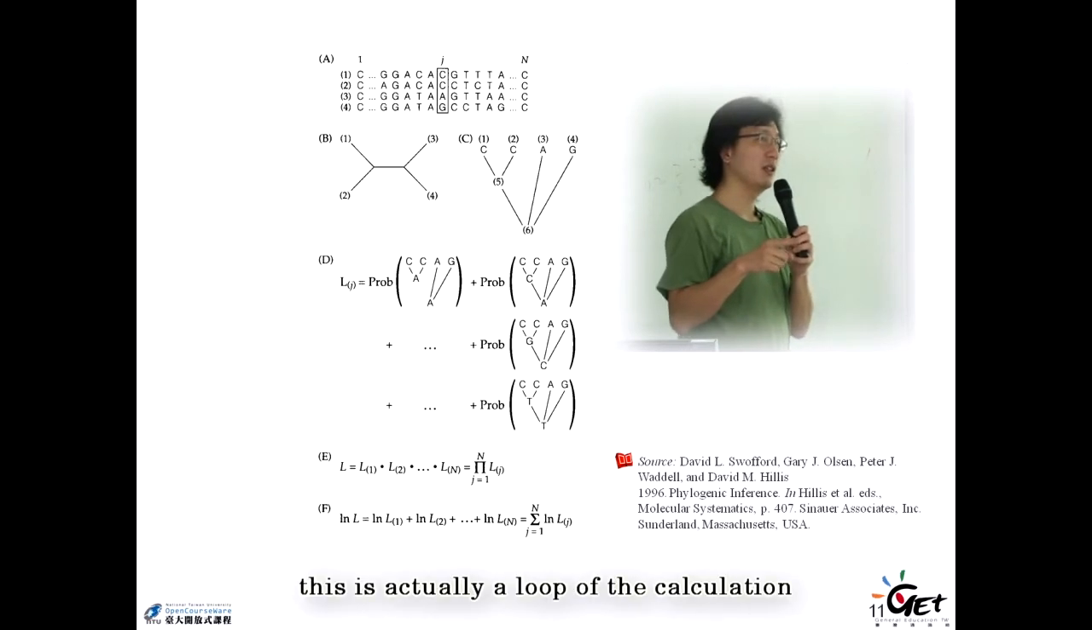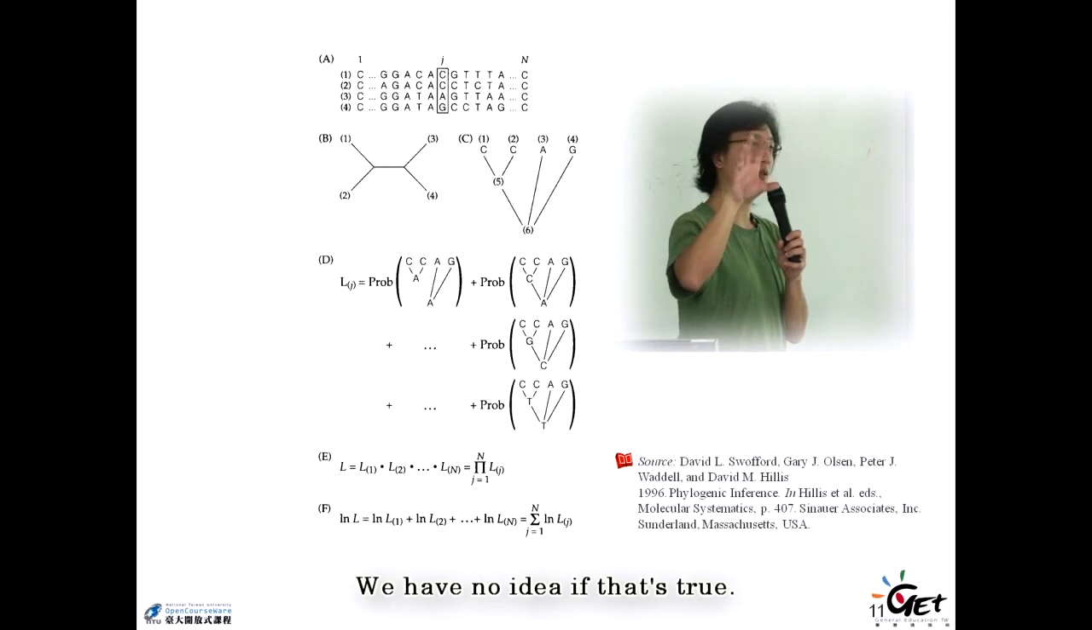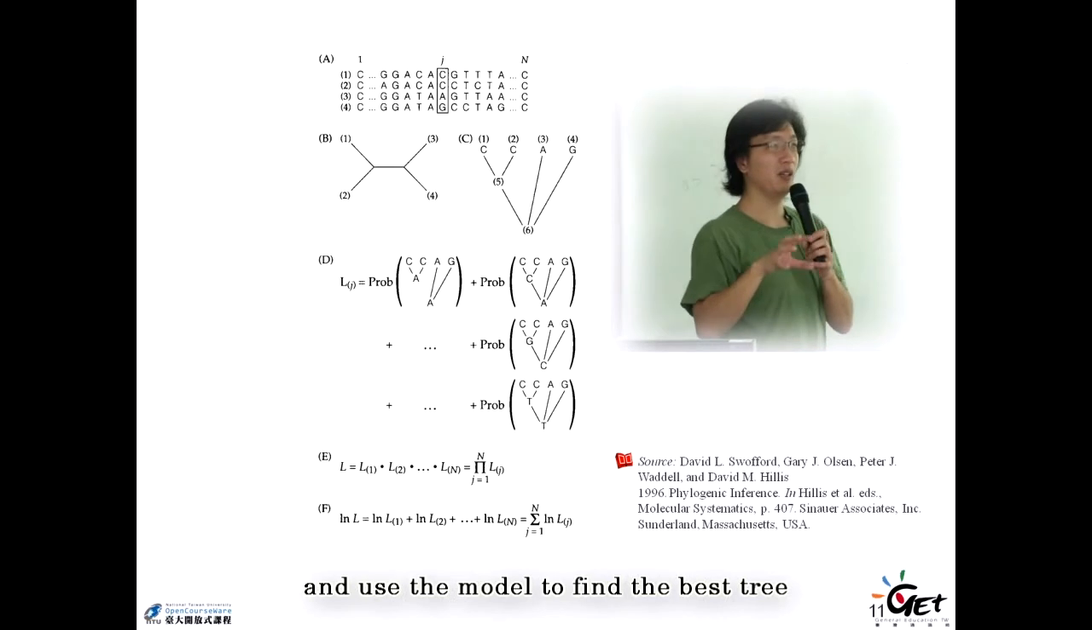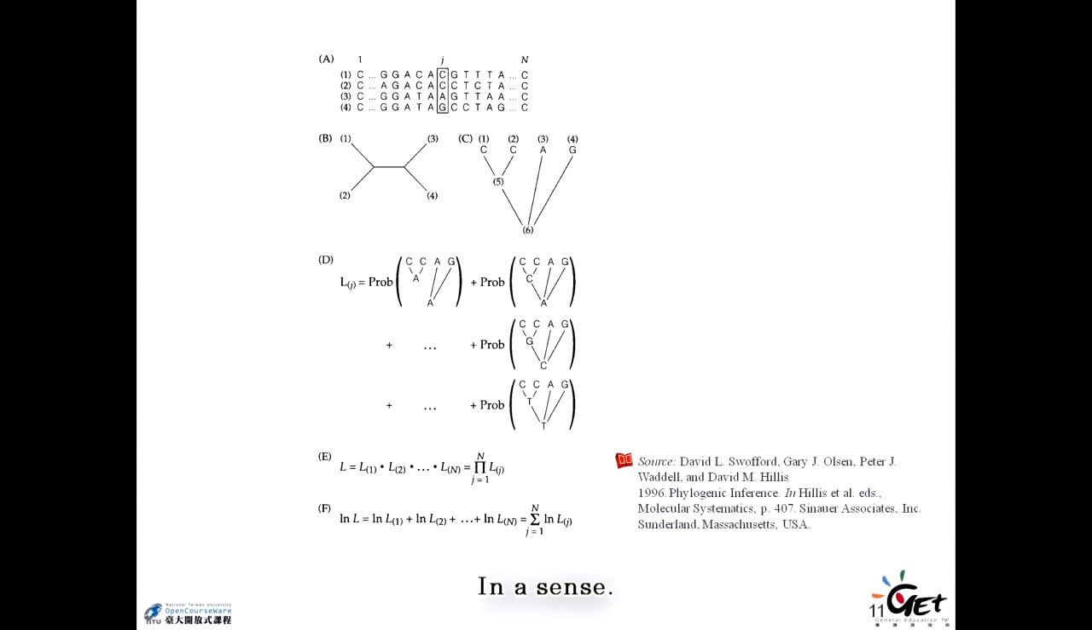So we see this is actually a loop of calculation. We are choosing the best model, but the trees we obtain, we have no idea if they're true. But we use them to estimate the best model and use the model to find the best tree. So it's a very strange situation in a sense. This just gives you some idea that these are very difficult calculations. And this is, again, the same idea of the 16 combinations for the 4 taxa problem.